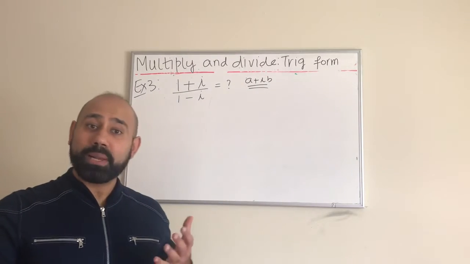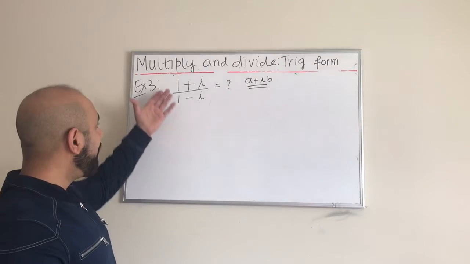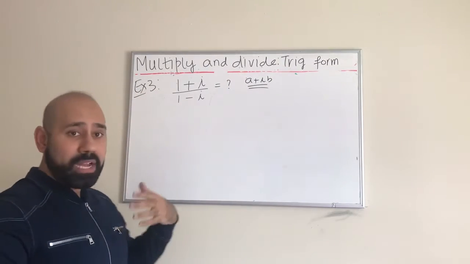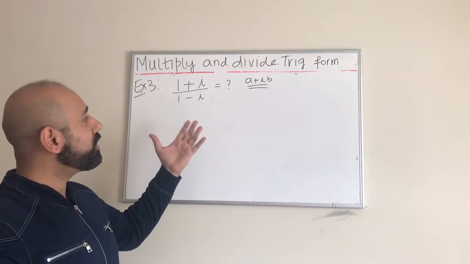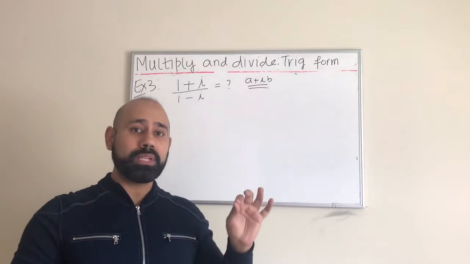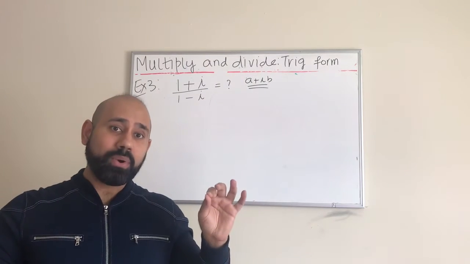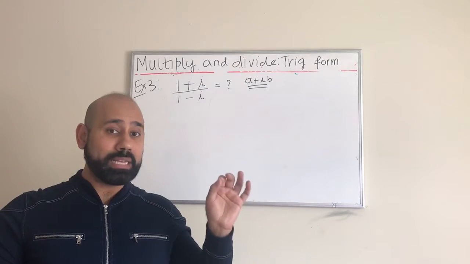Let us look at example number 3 now. Guys, in this case, we have a ratio of two complex numbers and we want to simplify it, and finally we want to get it in an a plus ib form, which means we want to get it in a standard form where we can identify the real part and the imaginary part.